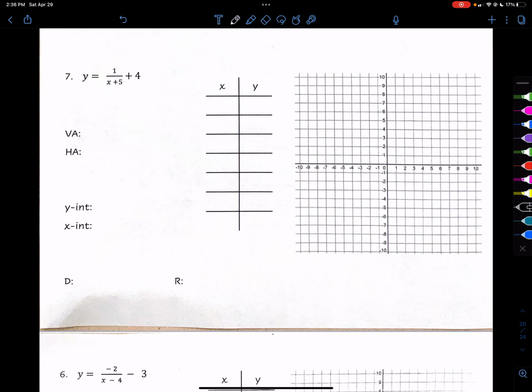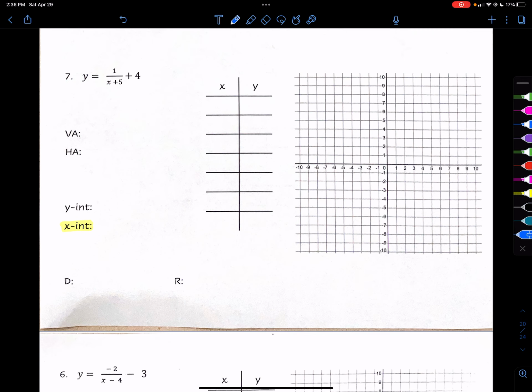For example number 7, the first thing I'm going to suggest is considering the part that I think takes about the most work, the x-intercept. I'm going to do that after I identify everything that I can find just by looking at it.